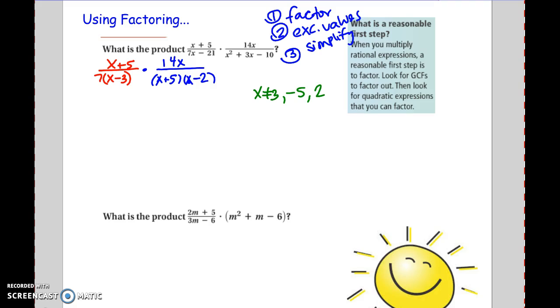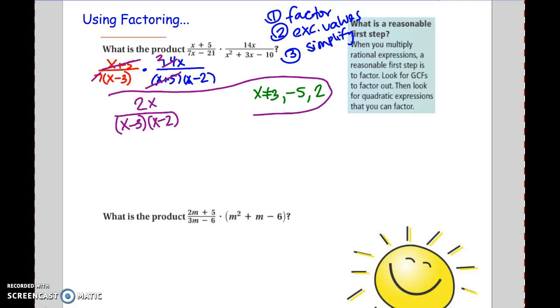So now I can reduce or simplify. I have an x plus 5 here and x plus 5 here. Those cancel. I can reduce the 7 with the 14. And that leaves me with 2x on top and x minus 3, x minus 2 on the bottom, with my excluded values of 3, negative 5, and 2. So this is all my answer.